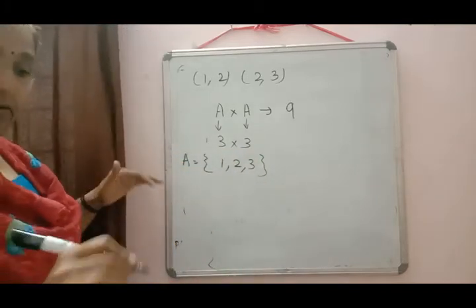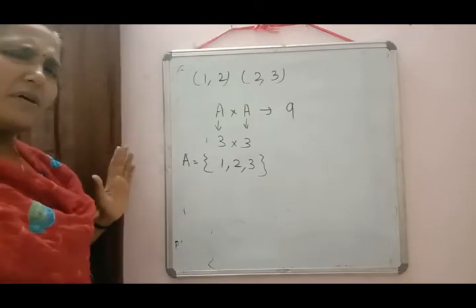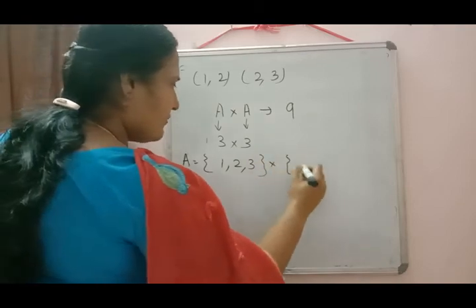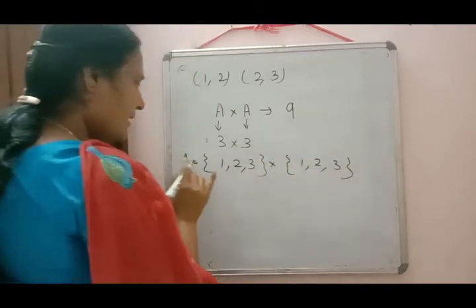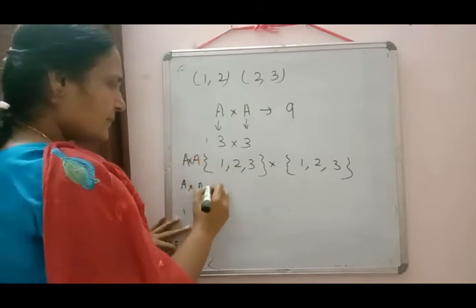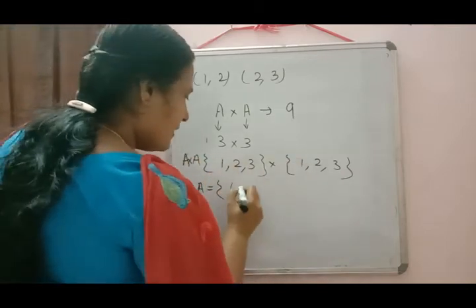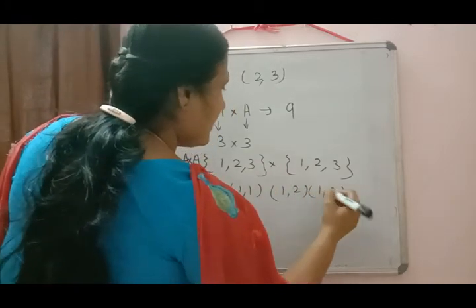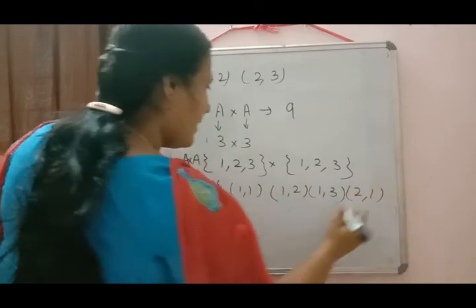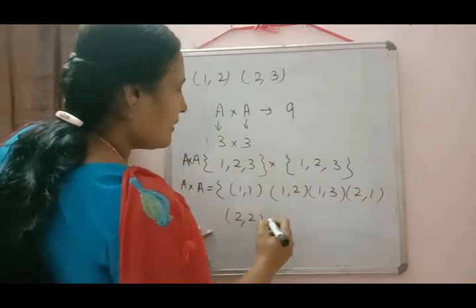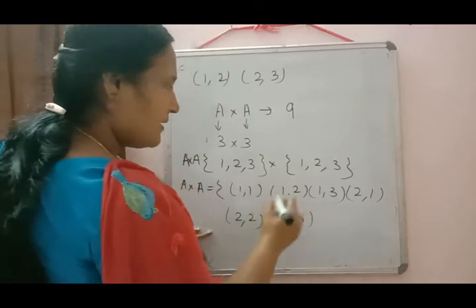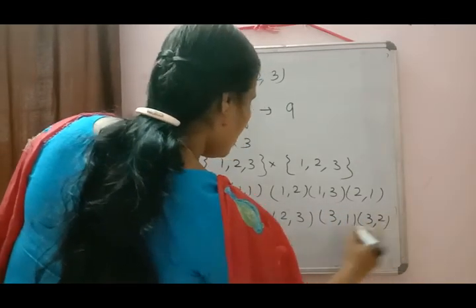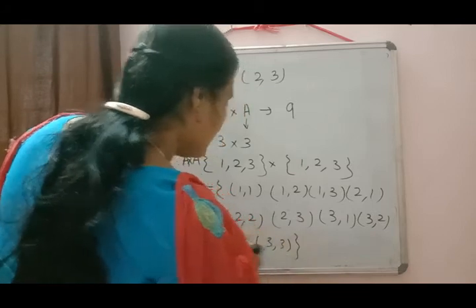Now it is asked to find out all the remaining elements also. So shall we write all the elements? Okay. So we want A cross A. A cross A means again we want here 1, 2, 3. So A cross A is equal to, first what will come? (1, 1). Then (1, 2). Then (1, 3). Then what will come? Yes, (2, 1). Then (2, 2). Then (2, 3). Over with 2. Then next start with 3. (3, 1), (3, 2), (3, 3). So all the elements are over.